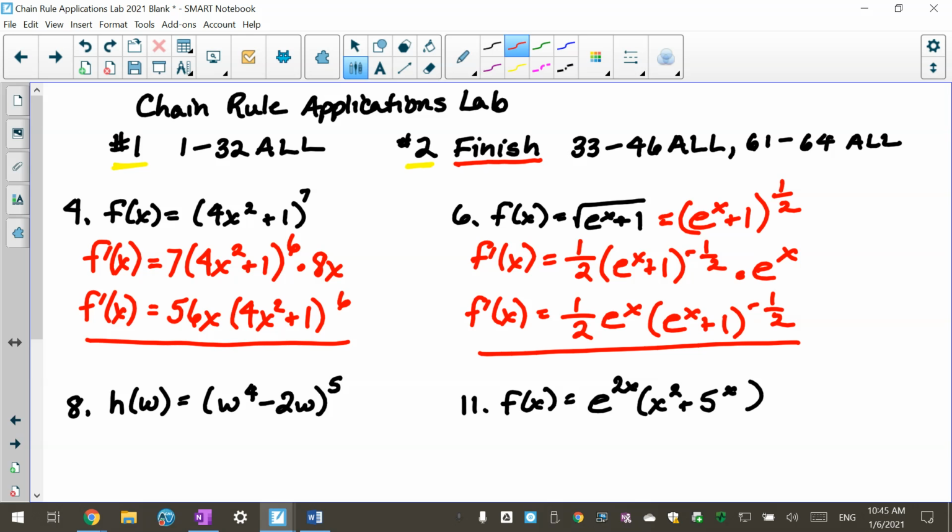Sometimes we do rewrite it. I'll make sure that you're comfortable knowing when and when not to, but as of right now, I just want to make sure you know how to do the derivative and manipulate it a little bit so it's in factored form. So that's 4 and 6.